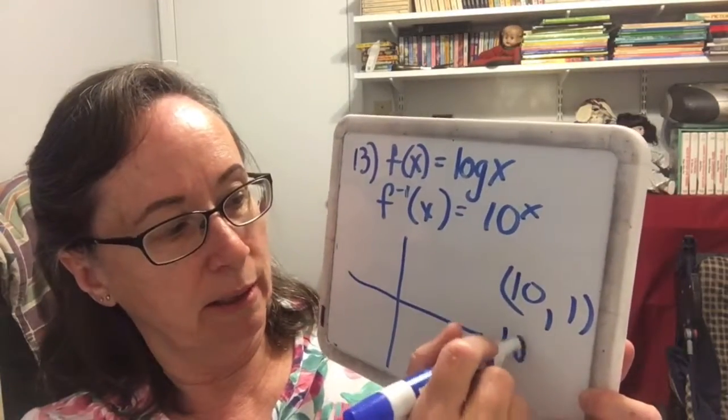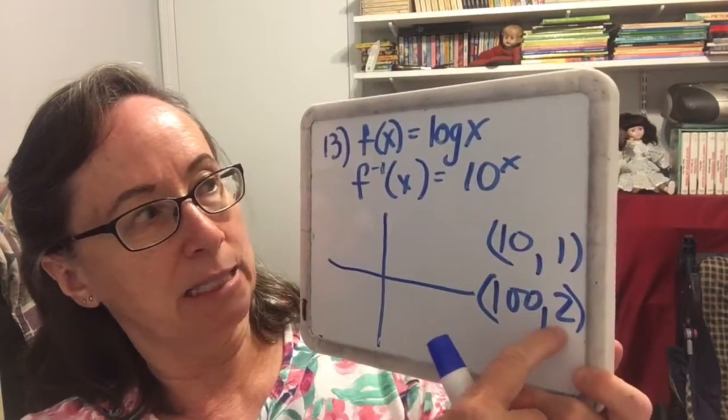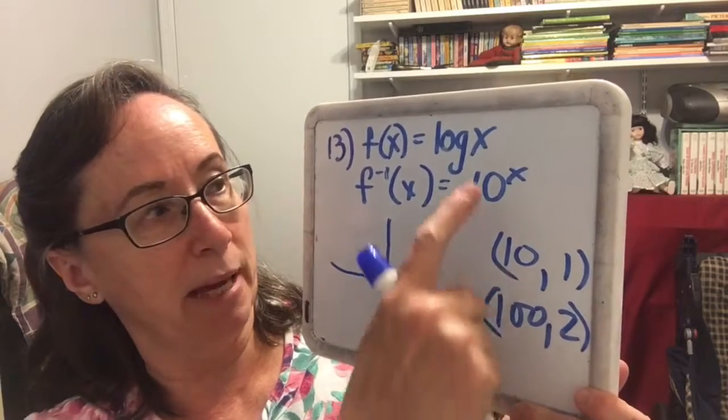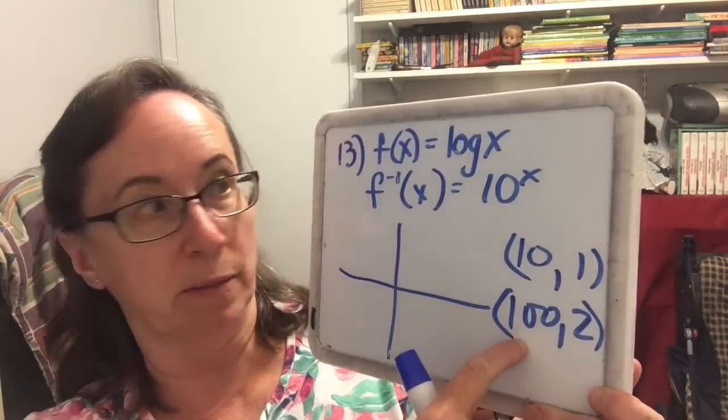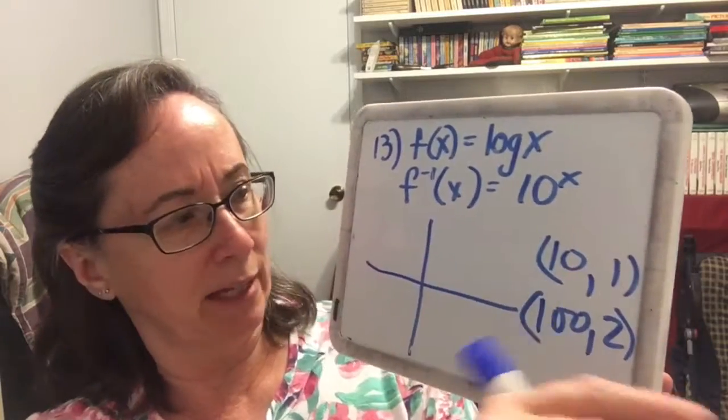And 10 squared is 100. Okay, the log is the exponent to which I raise the base 10 to get the argument 100. So I'm going to go way out there.